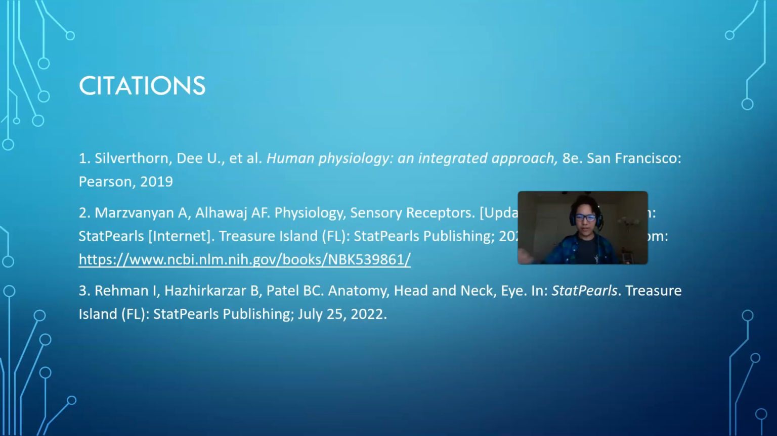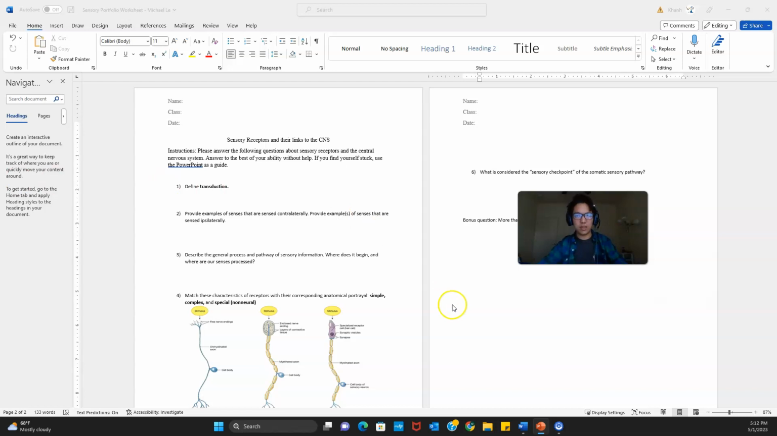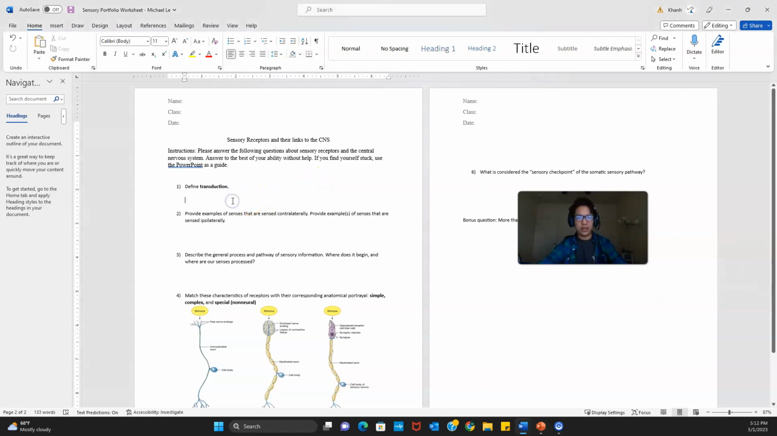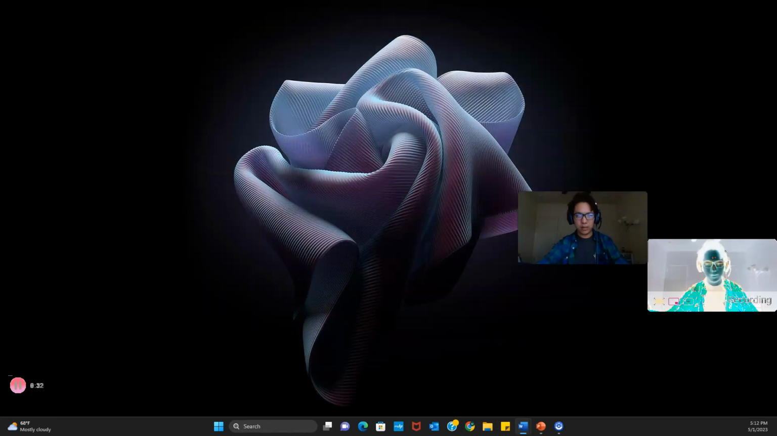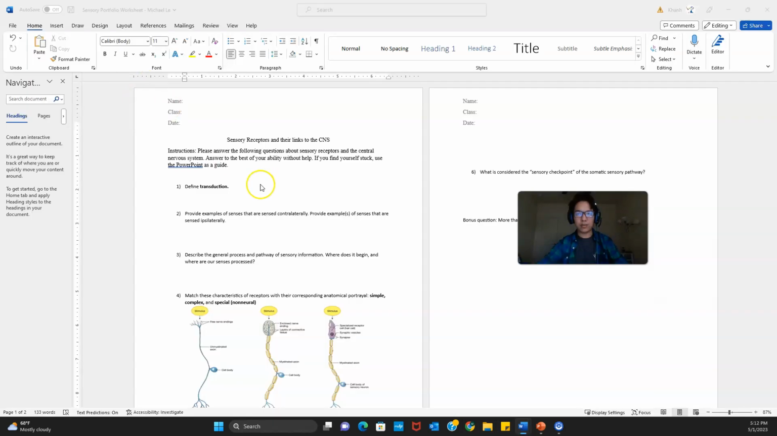Here are my citations, and let's get to this worksheet that I showed at the beginning. Please answer the following questions about sensory receptors and the central nervous system. Answer to the best of your ability. Here is a little guide I created for myself, or a study aid, rather. Let's get to it.